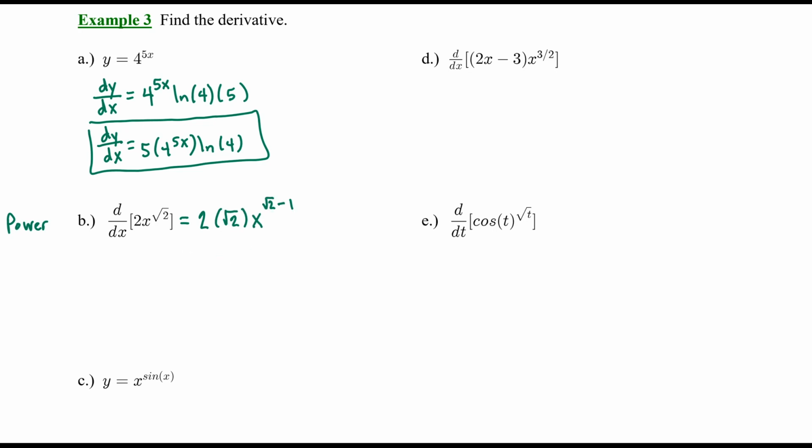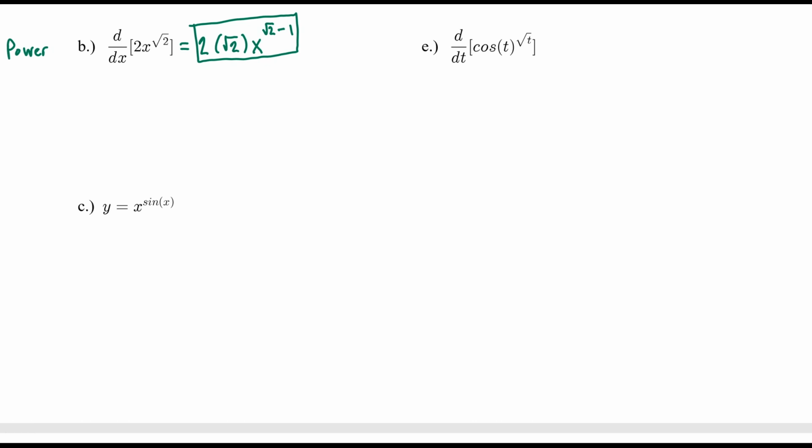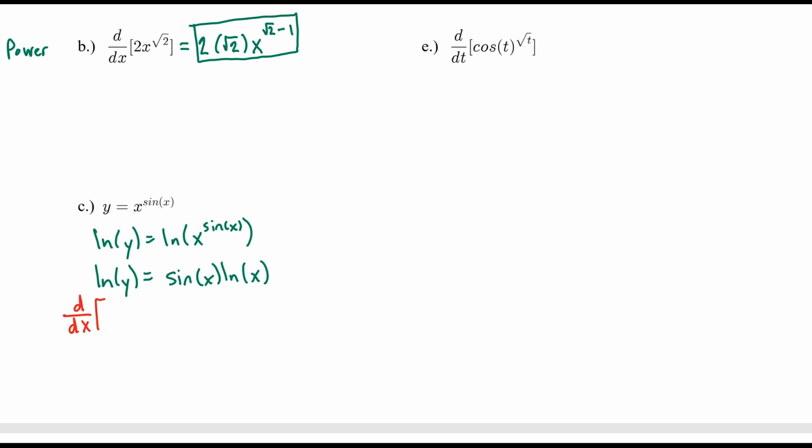How about example C? Do you notice on example C we have a variable base and a variable exponent? This means we need logarithmic differentiation. So before we differentiate, we're going to take the natural log of both sides. We have natural log of y equals natural log of x to the sine of x. We're going to move our exponent sine of x down to the left as a coefficient, and we're ready to differentiate with respect to x. I'm going to introduce this differential operator to show a change in my approach. I'm no longer just simplifying, I'm introducing a new operation.